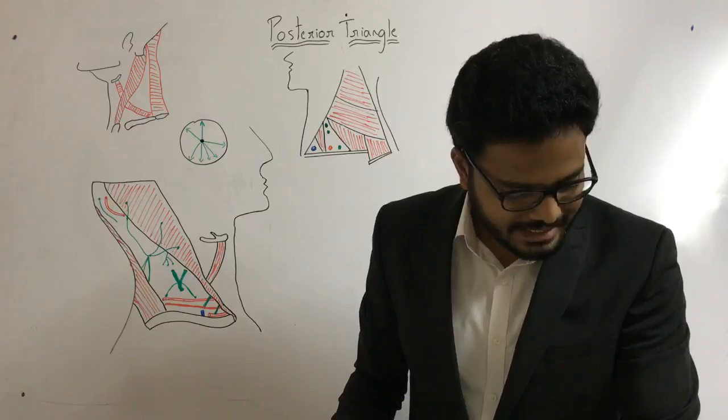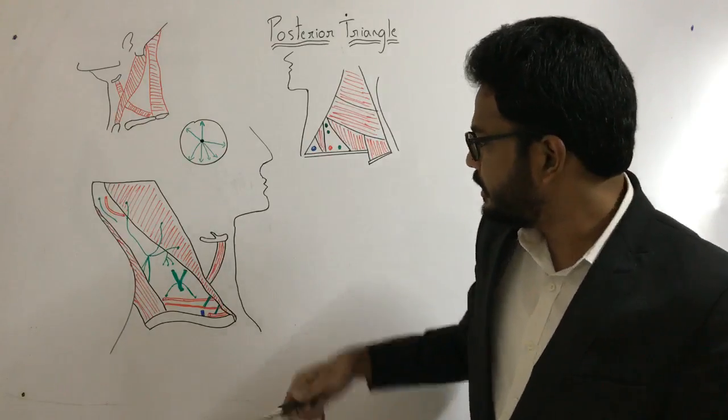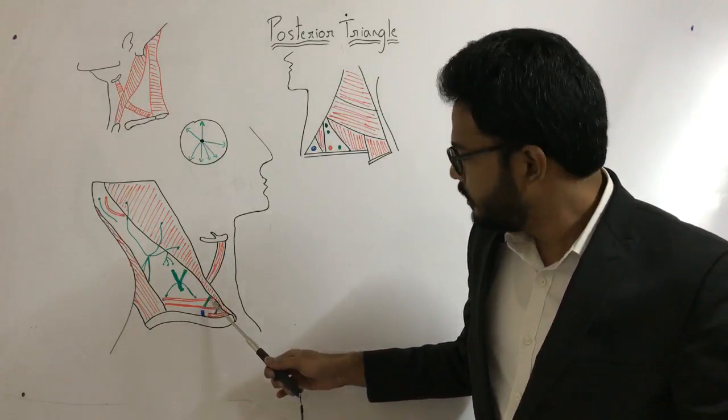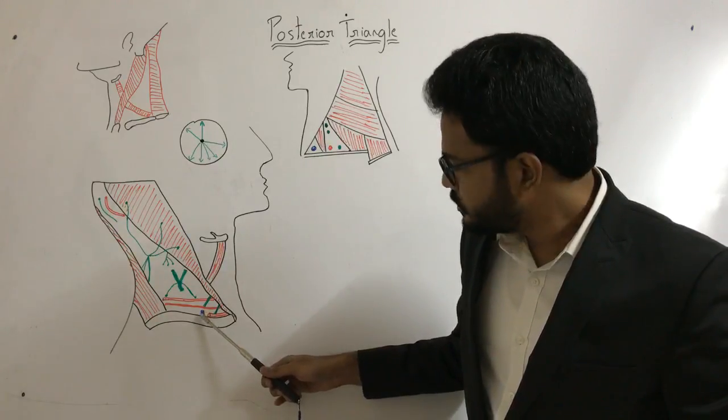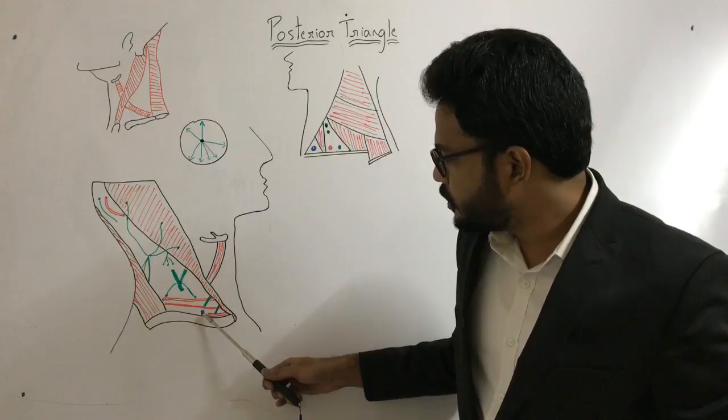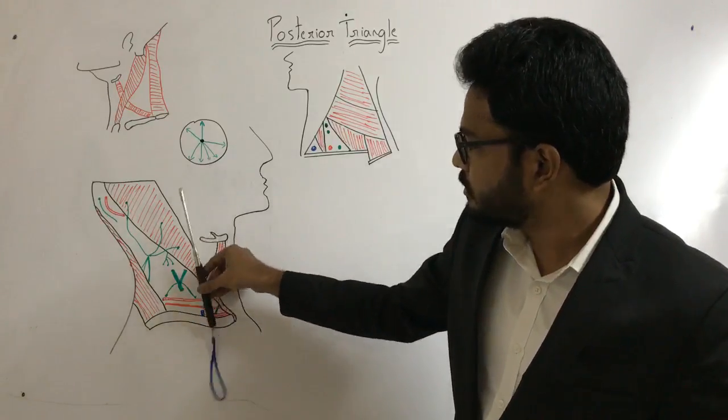Yeah, so now the external jugular vein. As you can see here, a small blue mark here. I know it's not so prominent. So this is the external jugular vein, which extends in this fashion.